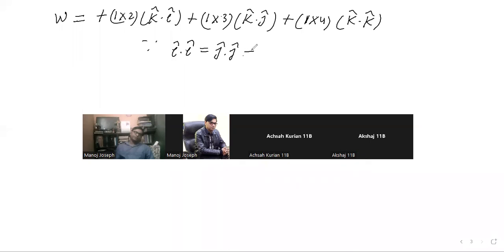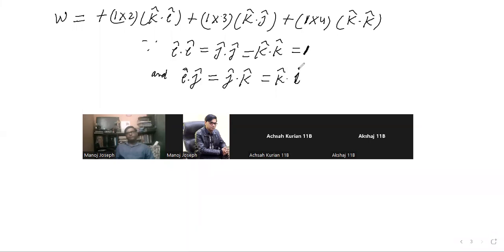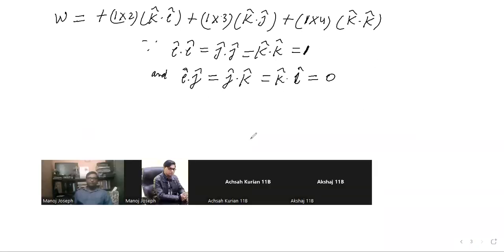So we need to explain, because I dot I, J dot J, and K dot K is equal to 1, and I cap dot J cap with other vectors, or J dot K, or K cap dot I cap, it produces 0.